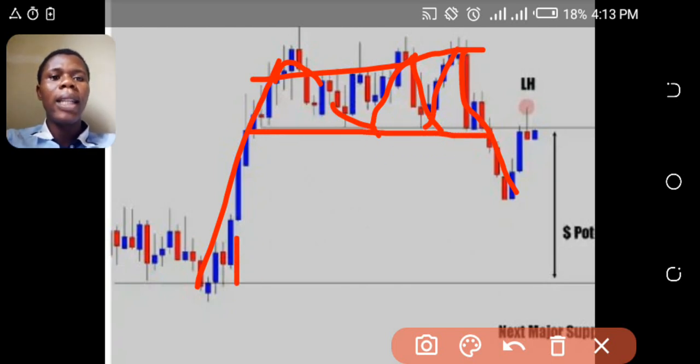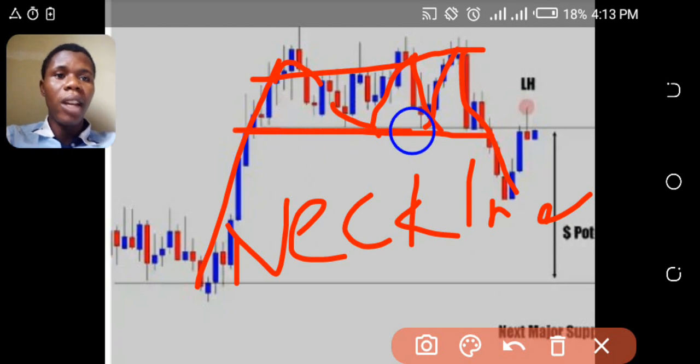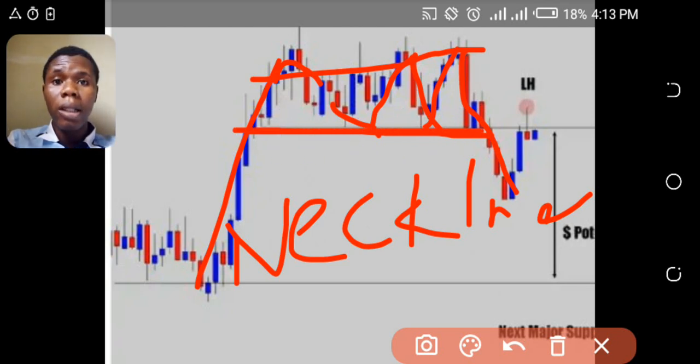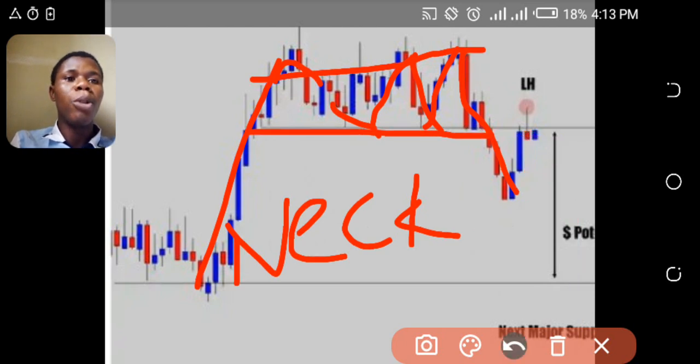What did I call it? Neckline. Don't forget the stuff I'm doing. This stuff here is neckline. Every market does it. And whenever there's a break in that neckline, we're expecting a possible retracement move. Like you can see here, you get an entry here, right, price to the downside. So this is what happens most of the times.